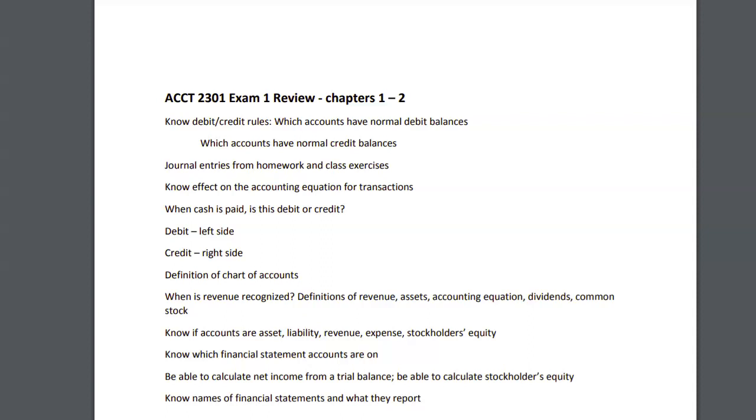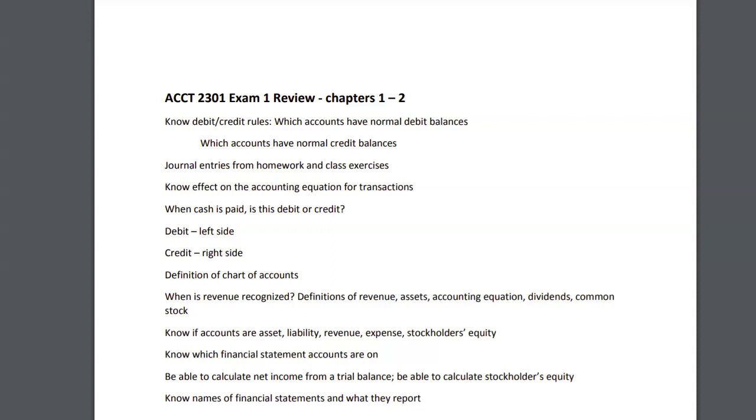You need to be able to calculate stockholders' equity. So for retained earnings, it's going to be beginning retained earnings plus net income minus dividends is ending retained earnings. You're also going to have any common stock listed on the balance sheet.